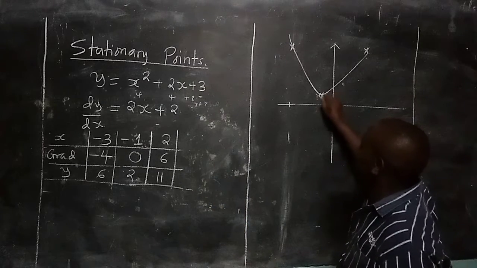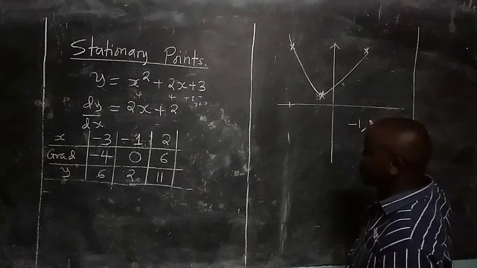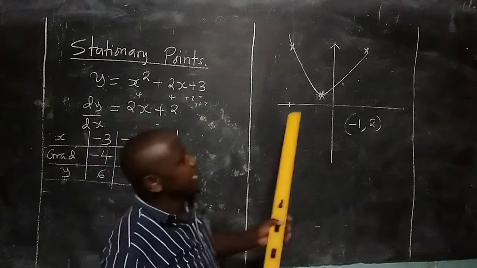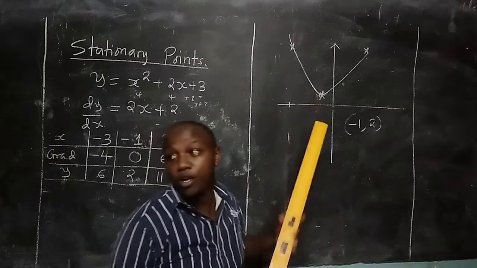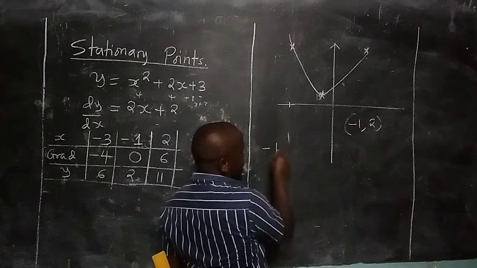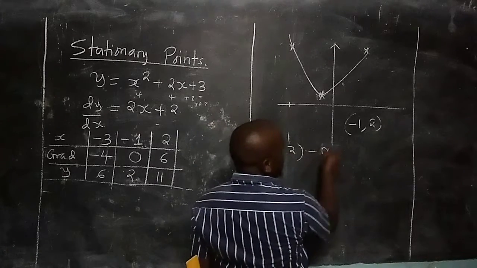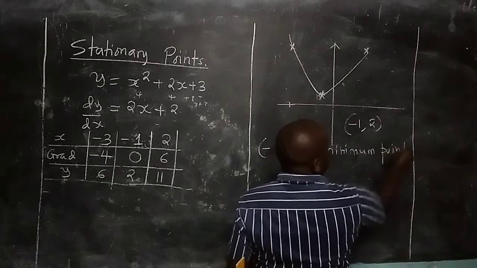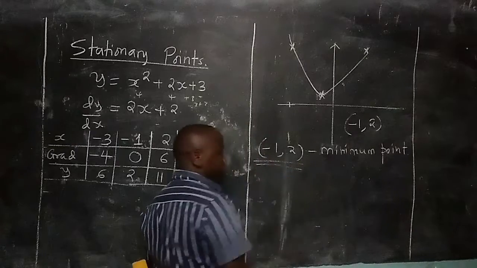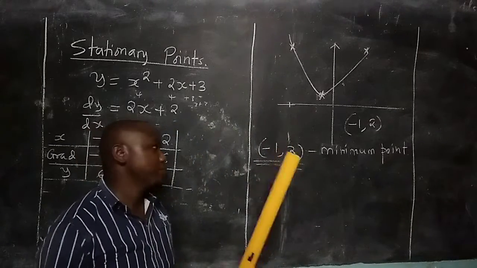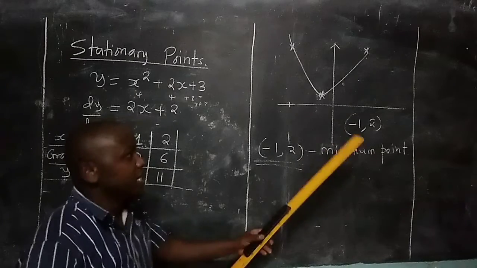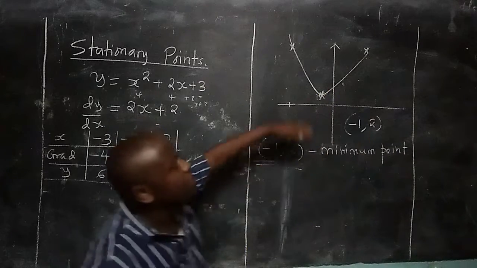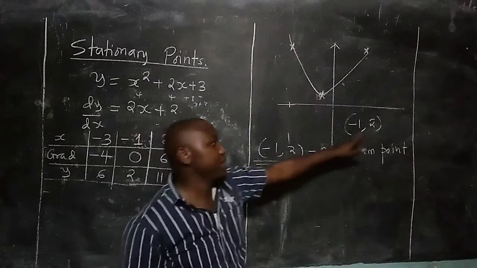So because negative 1, 2 is a turning point, and it turns such that it is the lowest point of y, then we say that the coordinate negative 1, 2 is called a minimum point. Therefore, it is a stationary point or a turning point whose name specifically is a minimum point, because it is the lowest level we can find a coordinate of y. The other parts of y will be found at higher heights than these two.